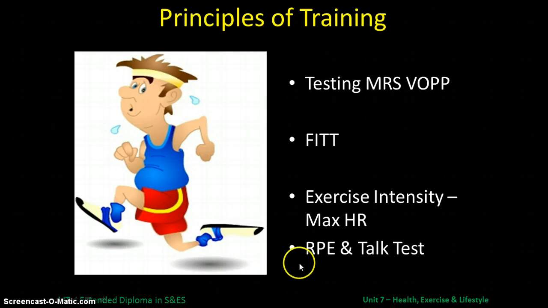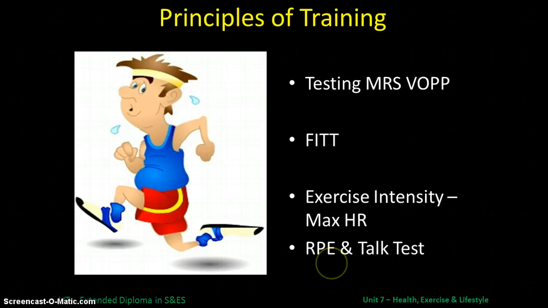So you may have heard of the RPE scale. You might not. You may have heard of a talk test. So the talk test is pretty straightforward. It's very much considered moderate level of activity if you can chat a little bit whilst you're exercising. If you're so out of breath that you can't talk, your client's working quite hard and is likely to be working anaerobically.